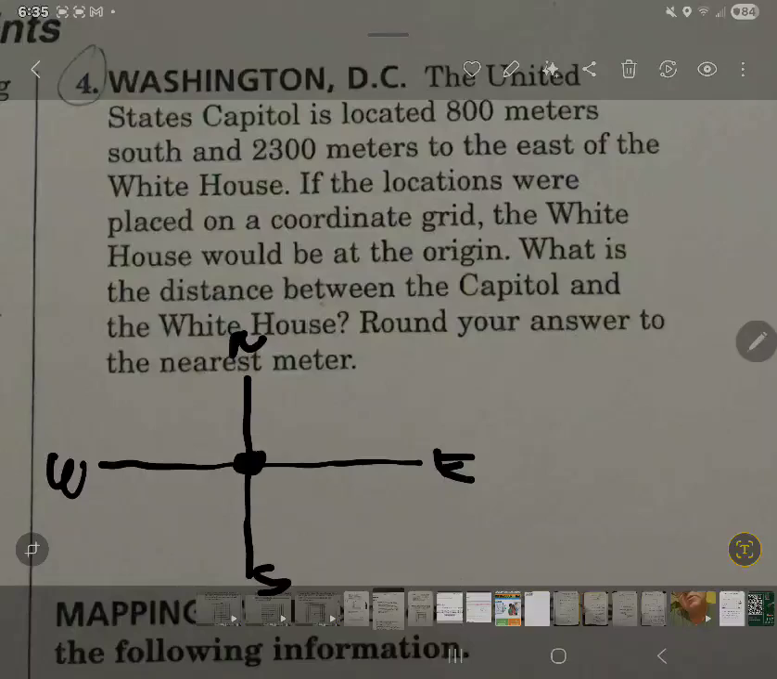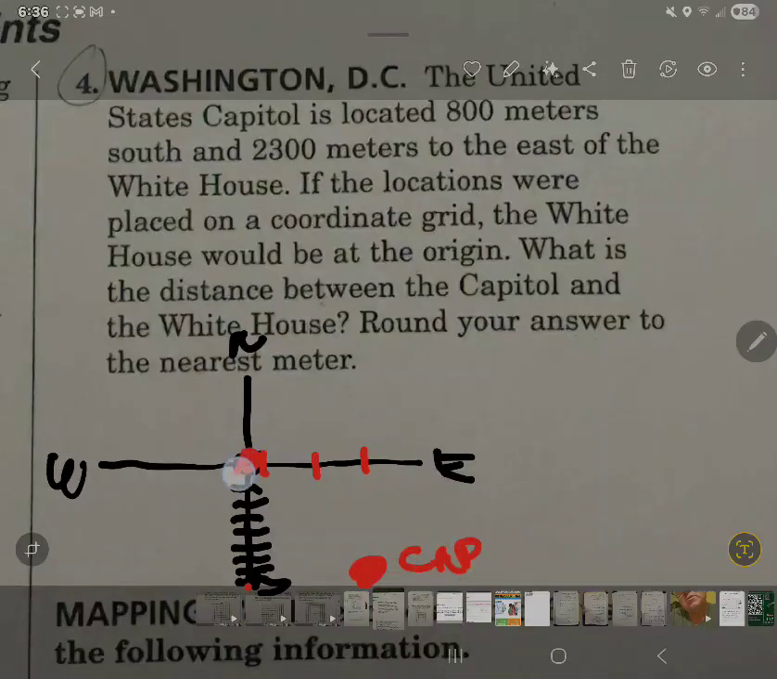All right, so that's the origin, and they said the United States Capitol is located 800 meters south. So let's pretend that's 100, 200, 300, 400, 500, 600, 700, 800. So it's 800 meters south, somewhere right here. But then it also says it's 2,300 meters to the east. So let's say this is 1,000, 2,000, 2,100, 2,200, 2,300. So right about here. So this is the United States Capitol. I'll just put cap. That's the Capitol.